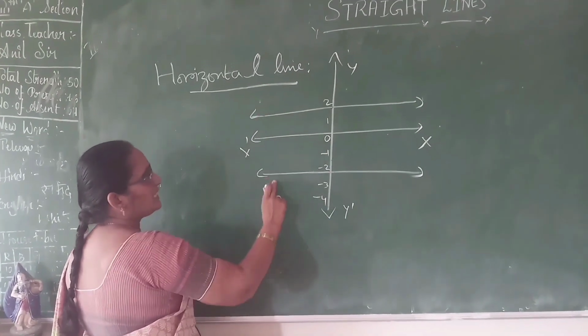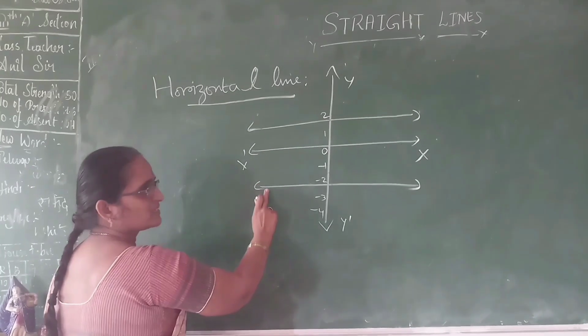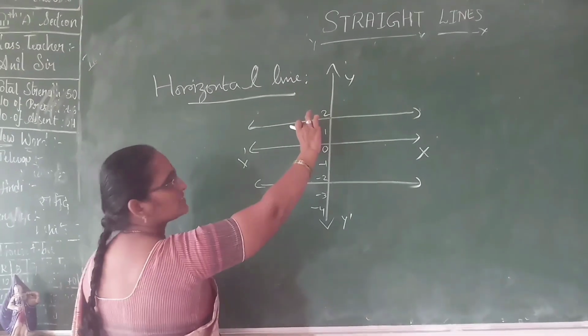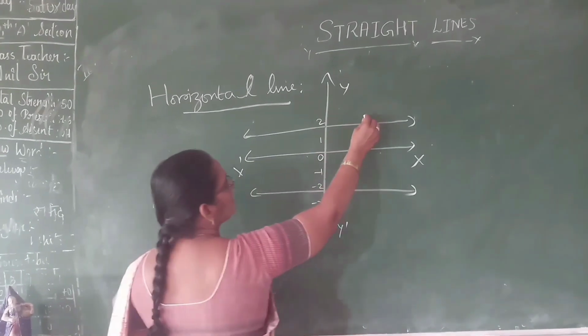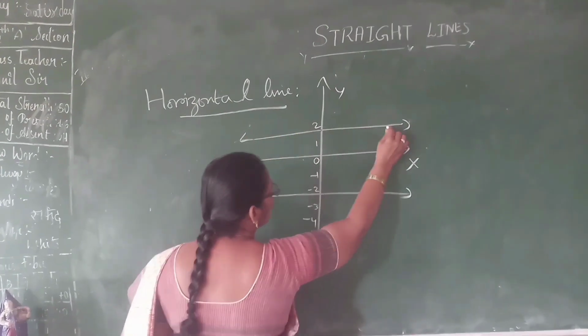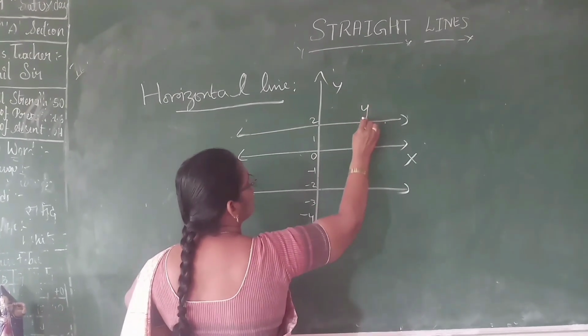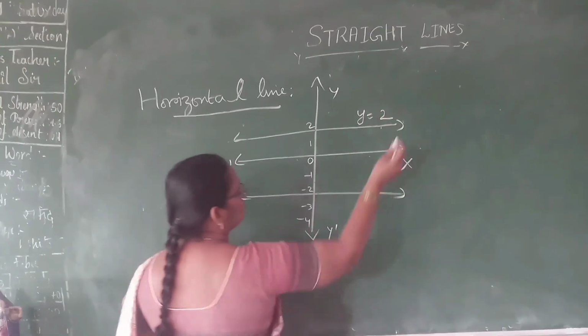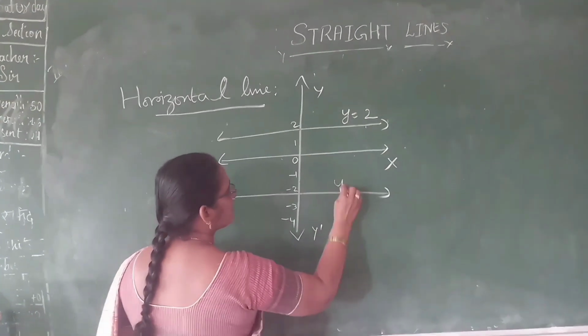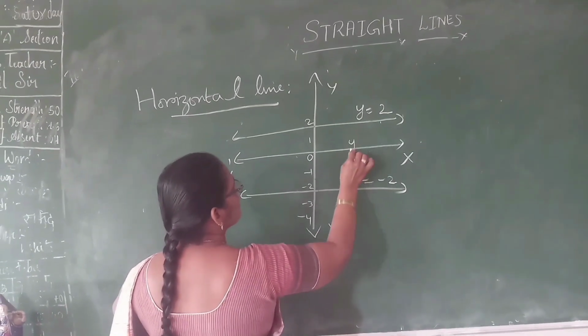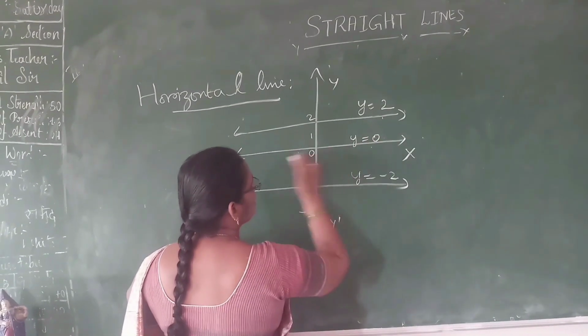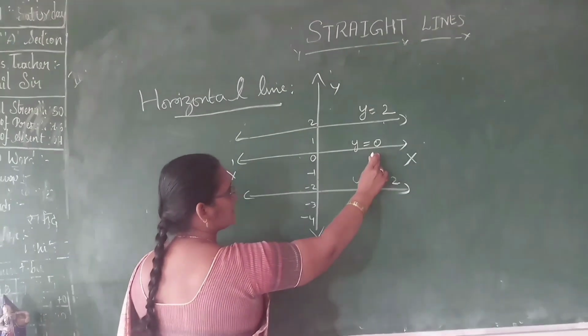So, these two lines are parallel to the x-axis. At how much distance? 2 units. See here, 2 is written. That means here it is going through the y-axis. So, we write it as y is equal to 2 and this one is written as y is equal to minus 2. And this one is what? y equal to 0 because it is on the x-axis.